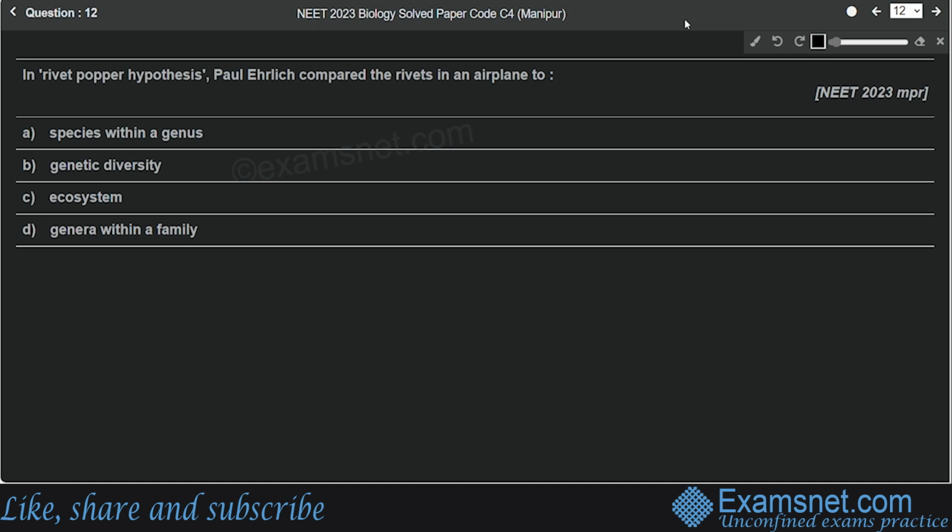Question number 12 is from the chapter Biodiversity and Conservation, and the question is, in the Rivet-Popper hypothesis, Paul Ehrlich compared the rivets in an airplane to, options are species within a genus, genetic diversity, ecosystem, and genera within a family. So, according to the Rivet-Popper hypothesis used by Paul Ehrlich, the airplane is compared to the ecosystem.